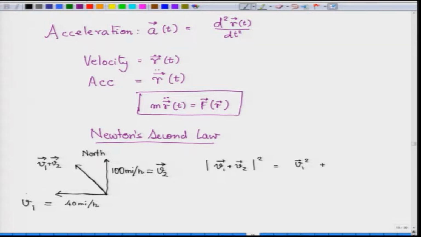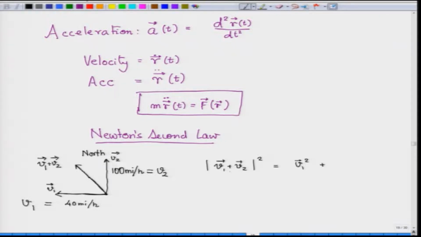So, V1 and V2 are the magnitudes of the vectors. V1 is the velocity here. The direction is east to west, and here it is towards north. From the airport I am observing the plane going up in the sky in the north, but from the ground I am observing as if the wind is pushing the plane towards the west.